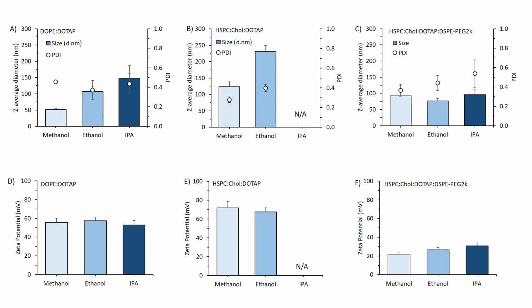It was not possible to size the HSPC cholesterol DOTAP formulation in IPA due to aggregation, but interestingly, this effect was negated once PEG was added, and this was also seen within the neutrals as well.